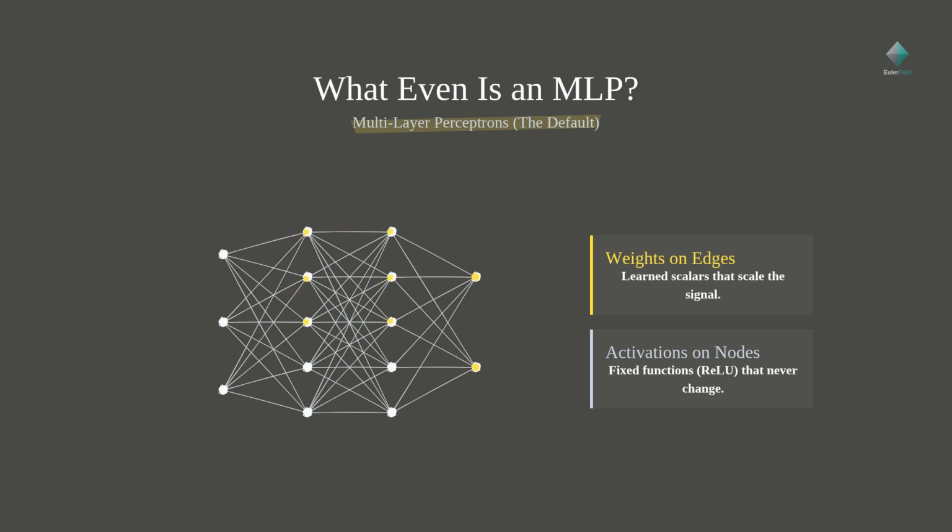The justification for MLPs comes from something called the universal approximation theorem, which basically says, given enough neurons, an MLP can approximate any function. So MLPs are theoretically capable of anything. But theoretically capable and practically efficient are very different things. And this is where the paper starts making its case.